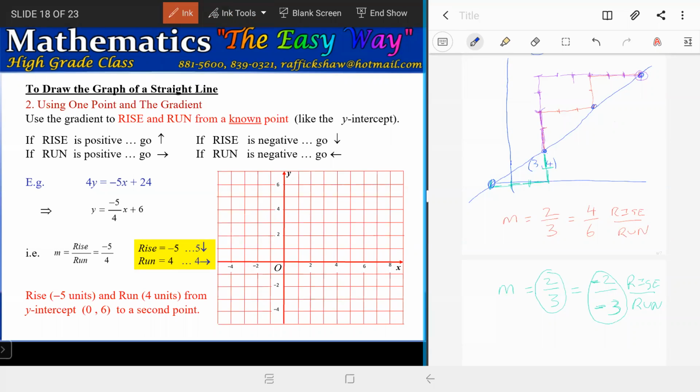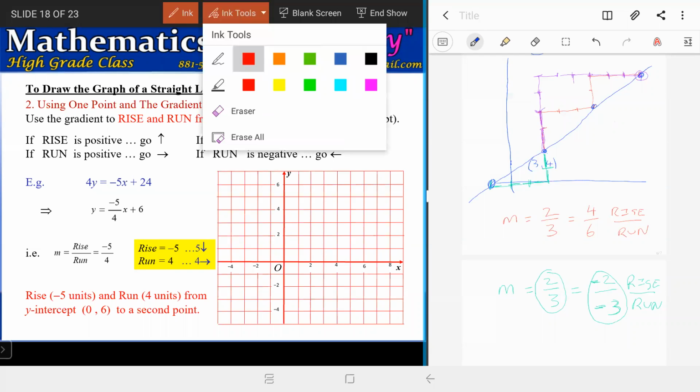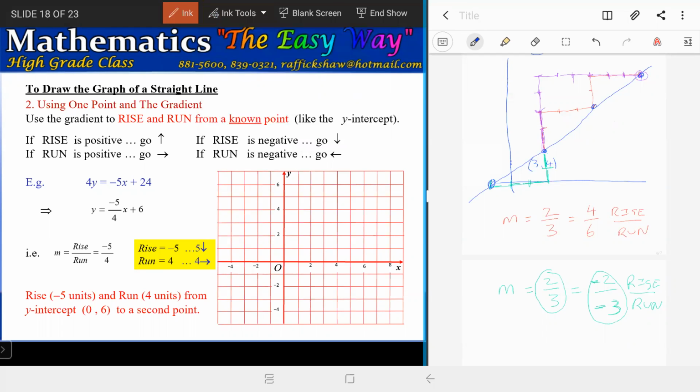I can do the run first too. Now let me show you if I do the run first. Watch this again. End up at the same point. Right? If I do the run first, I'm gonna get the same thing. Watch this now. And let me use the red. So starting at the y-axis intercept at 6. 6 is my y-axis intercept. Let's use the red. I'm gonna run first.